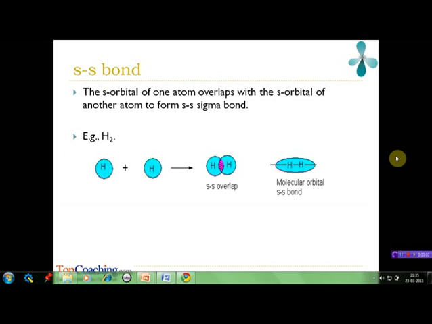So the first type is the SS sigma bond. In this type of bond, the S orbital of one atom overlaps with the S orbital of another atom to give rise to this SS sigma bond. Its example is hydrogen molecule, in which one S orbital of one hydrogen atom, which contains one electron, overlaps with one S orbital of another hydrogen atom, also containing one electron, to give rise to SS sigma bonds.